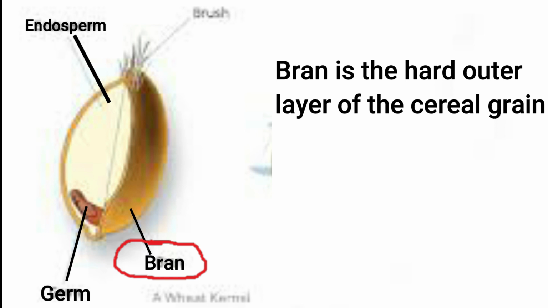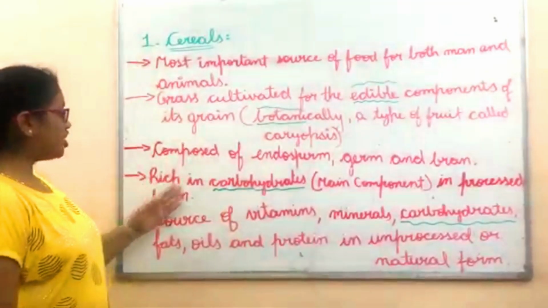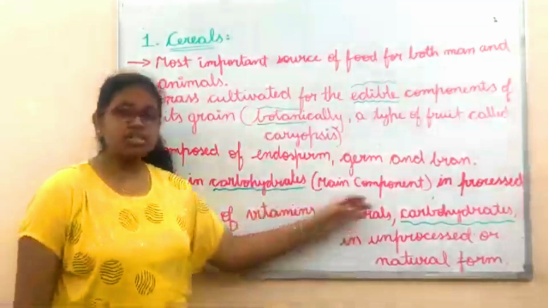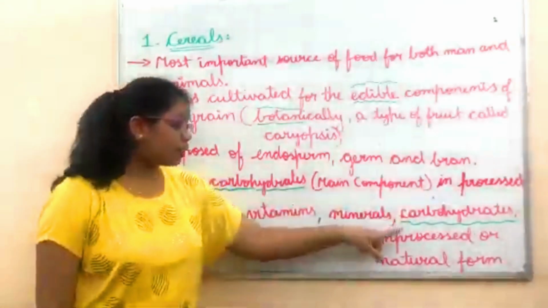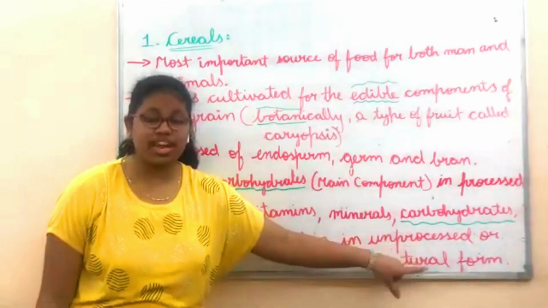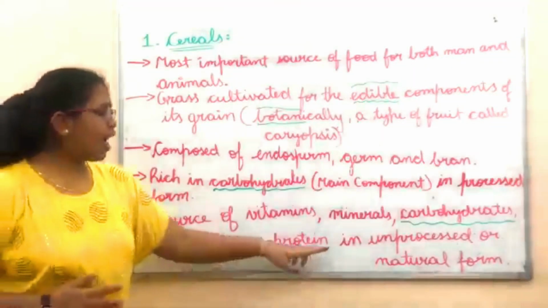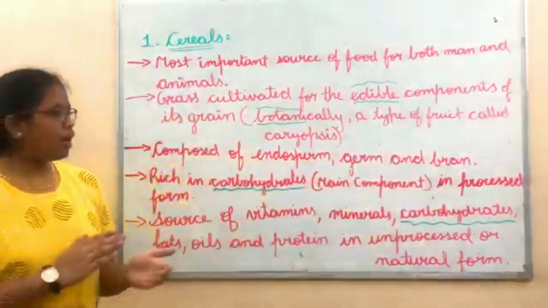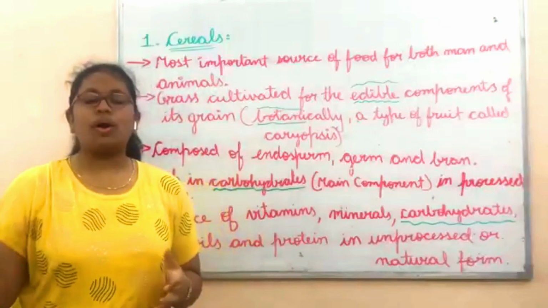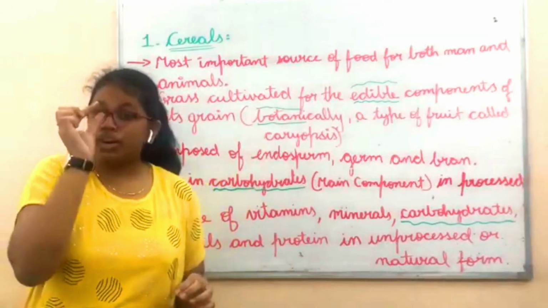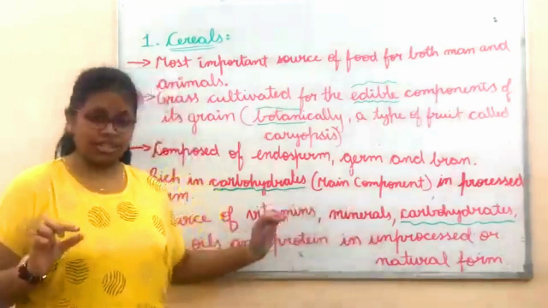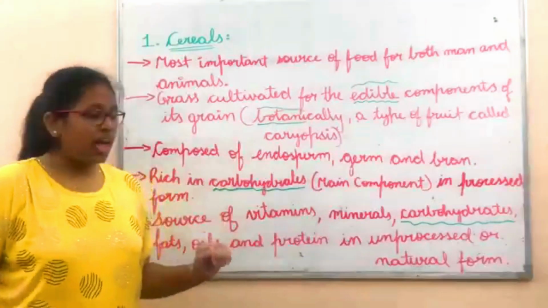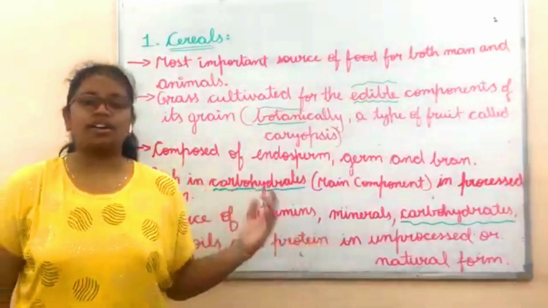This is bran. Bran is the hard outer layer of the cereal grain. Cereals are rich in carbohydrates in processed form. Cereals are a source of vitamins, minerals, fats, oils, and proteins with a high amount of carbohydrates in their unprocessed and natural form. Now, here I've used two terms: unprocessed or natural form, and processed form. Now let's see what these are. Unprocessed form means when the farmer cultivates the crop and the whole grain obtained is the unprocessed form of the cereal, which consists of all the three parts: the endosperm, the germ, and the bran.